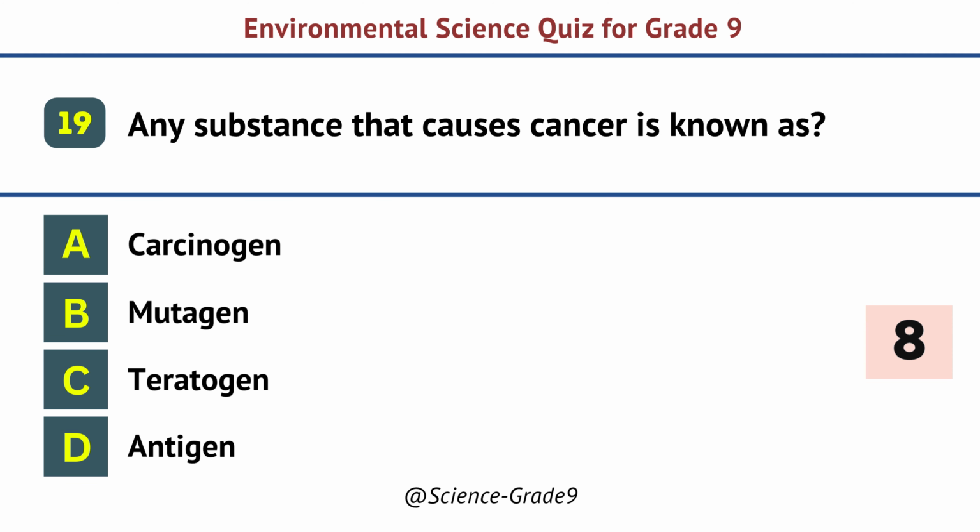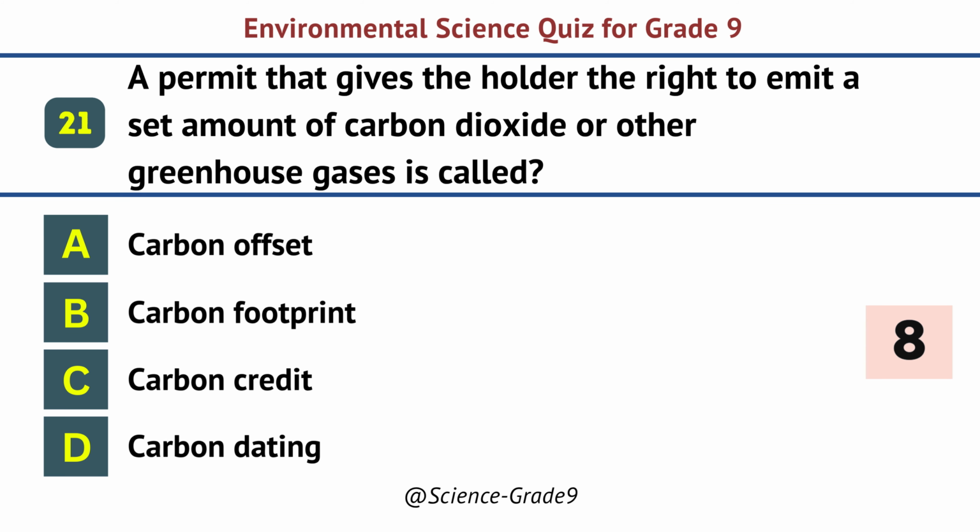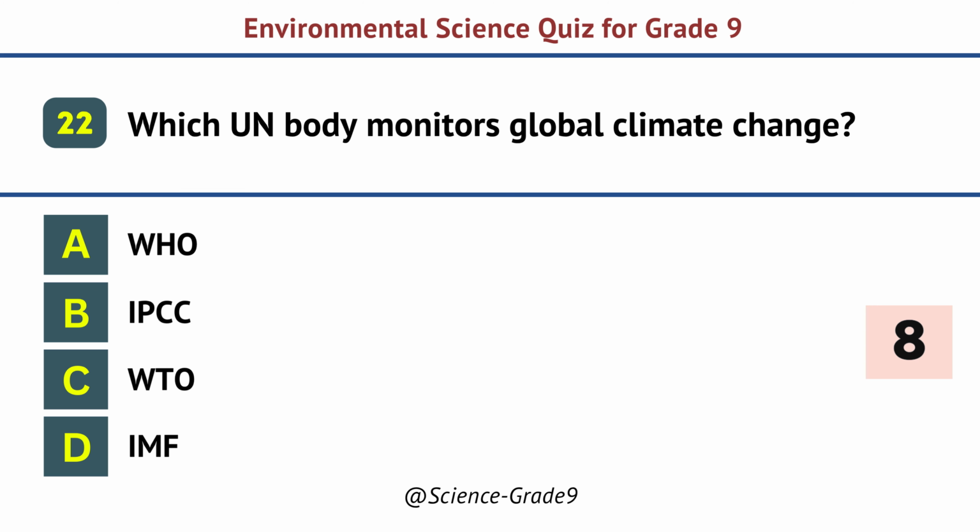Any substance that causes cancer is known as carcinogen. Which crop is most vulnerable to climate change impacts? All are vulnerable. A permit that gives the holder the right to emit a set amount of carbon dioxide or other greenhouse gases is called carbon credit. Which UN body monitors global climate change? IPCC.